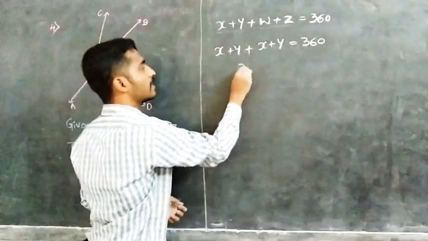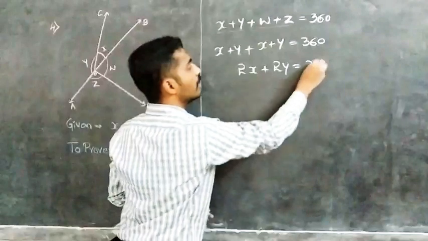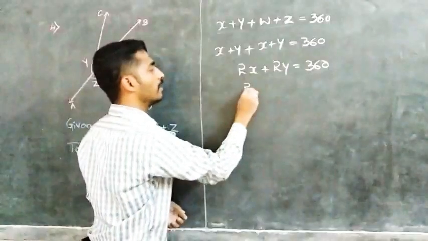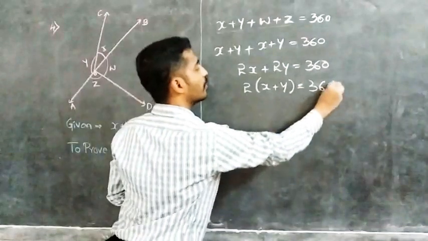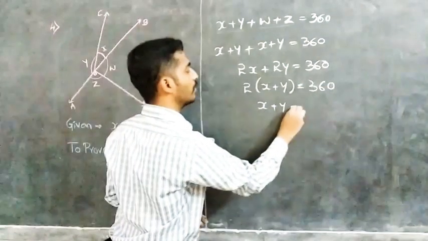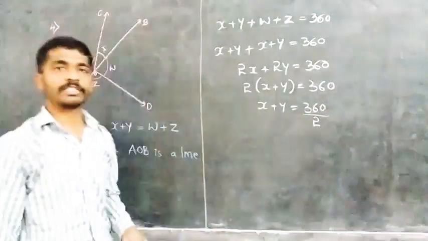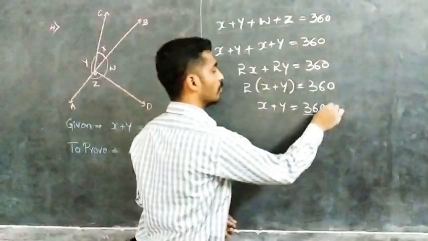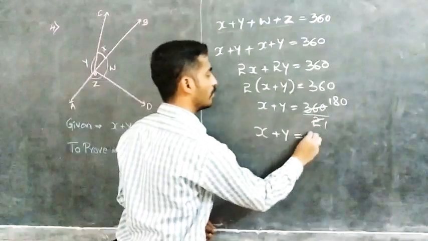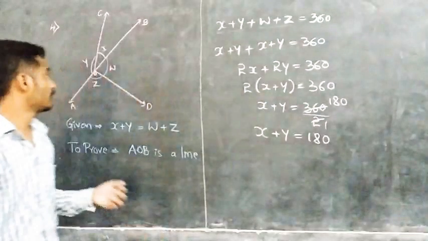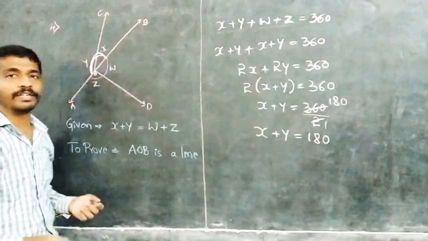See here, x plus x, 2x, plus y plus y, 2y, equal to 360 degrees. Take the 2 common. So what is left? 2 times x plus y equal to 360 degrees. If I take 2 to that side, it becomes division. So 360 by 2, so that x plus y equal to 180 degrees. See here, x plus y gives us 180 degrees.